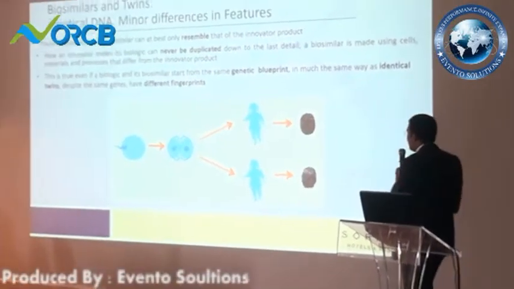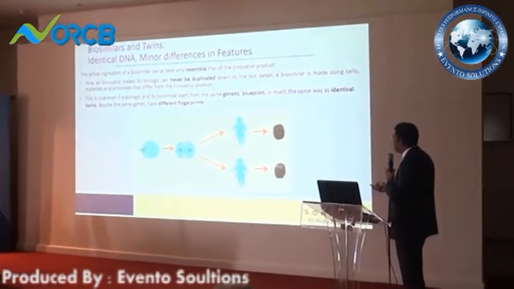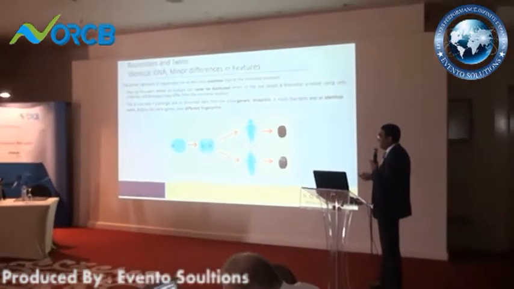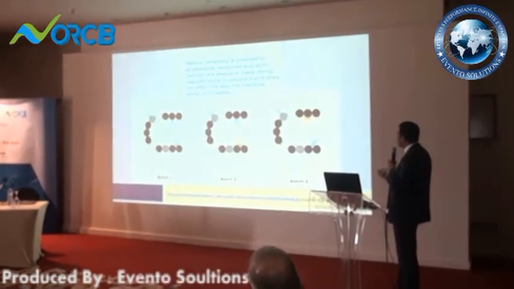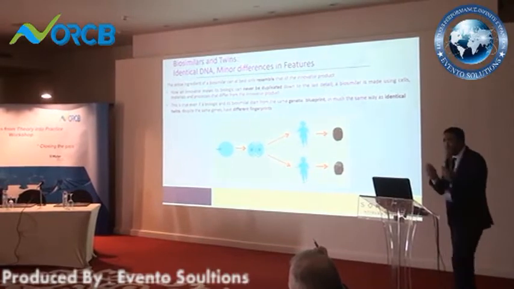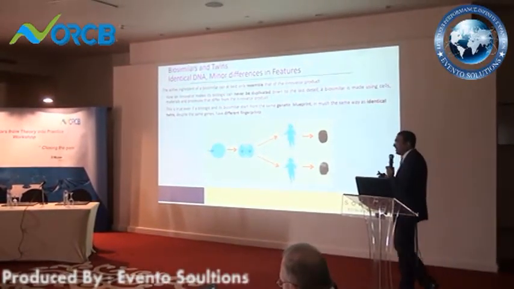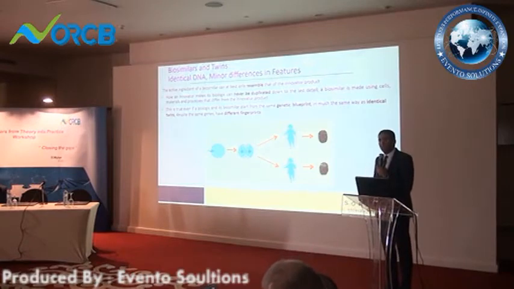The best example for that is twins. They came from the same sperm and the same ovum, but everyone has their own fingerprint, despite being from the same sperm and the same ovum. This is like the biosimilars: the same process, the same in every step, but may not be identical.